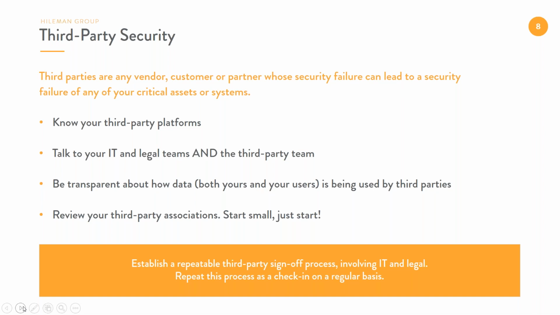And then, of course, this flows a little bit into protecting your user: always be transparent about how you're using data, both how you're using your data and how your users' data is being used by those third parties. We'll touch on privacy policies later, but that's definitely a key area to highlight that type of information. So overall, the key point here is to review your third-party associations. It can seem really overwhelming and daunting at first, but just start small, start in one place. The important thing is that you're just starting and initiating that process.